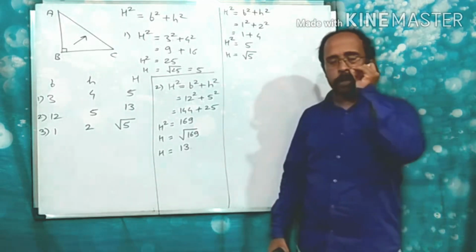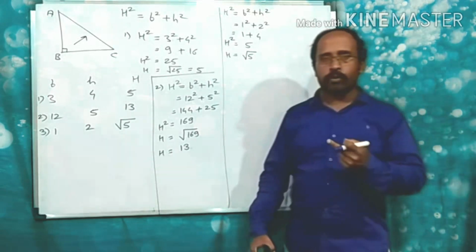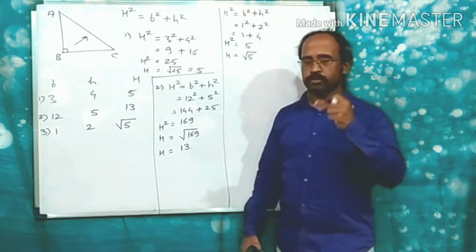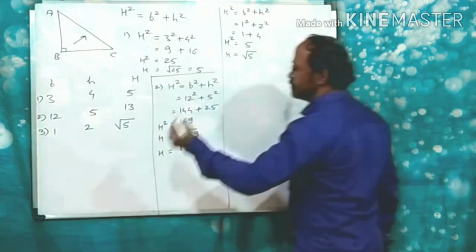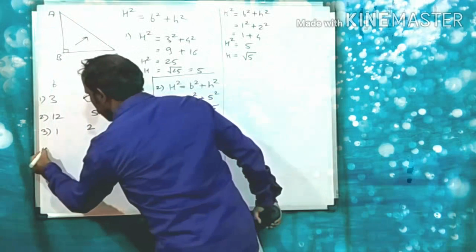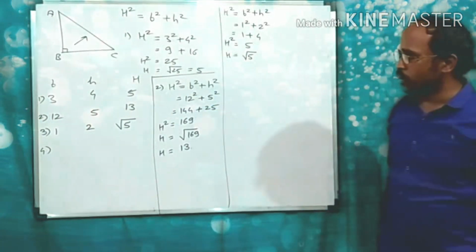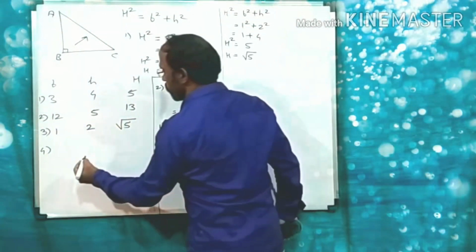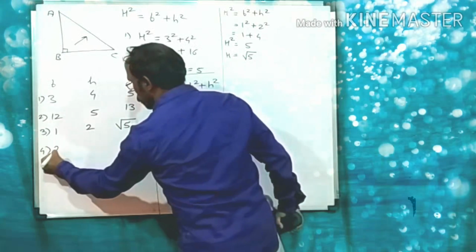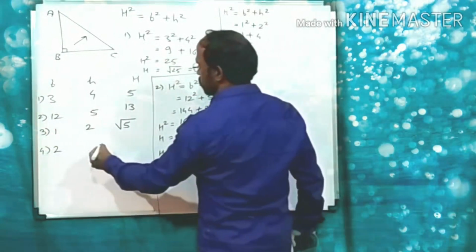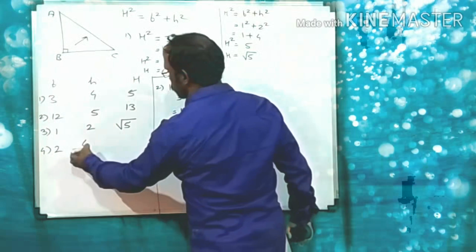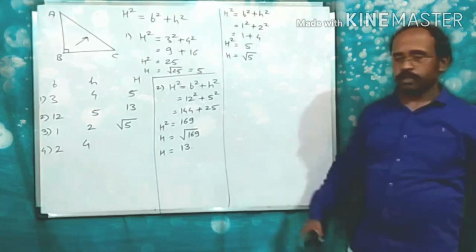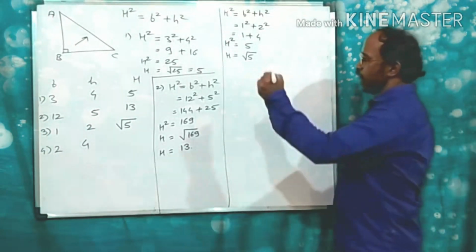Okay students, so in this video we are going to see various such kinds of irrational numbers. Suppose your base is equal to 2 and height is equal to 4. Then what will be the hypotenuse? Let us try to solve it.